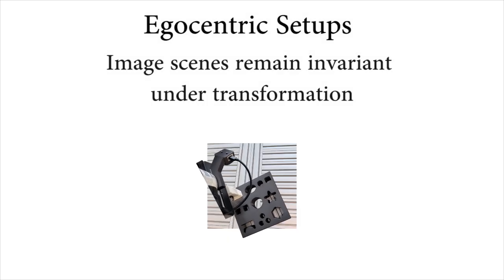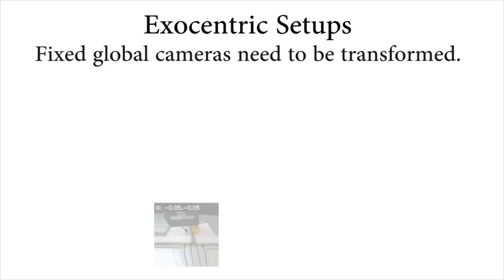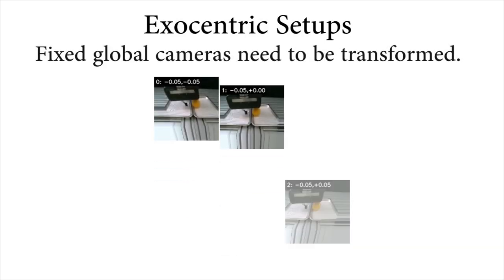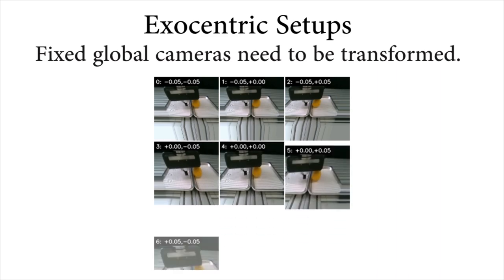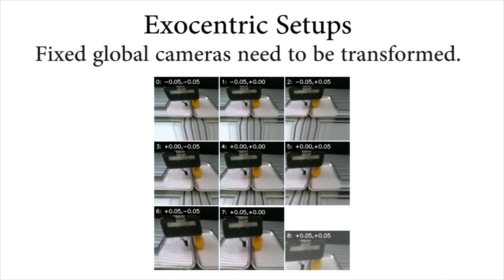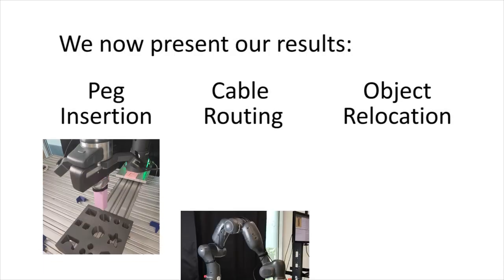Note that for egocentric setups, our image scenes remain invariant under transformation. For exocentric setups with a fixed global camera, images need to be transformed to depict the expected warping. To this end, we use homographies. We now present 3 on-robot learning experiments.